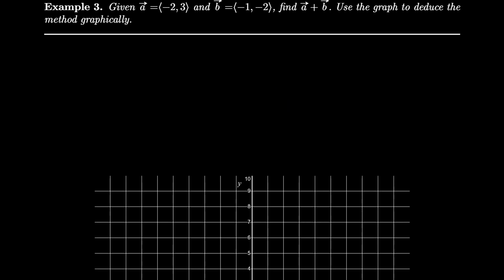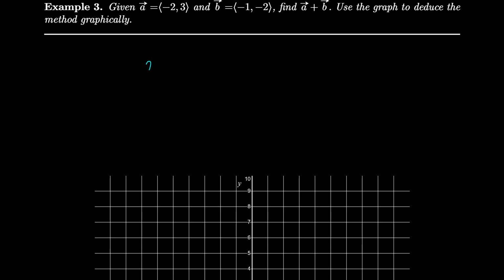So now we're given vector A is -2, 3, and B is -1, -2. We want to find A plus B and use the graph to graph it. So you all should be able to actually do this on your own very easily. And I'm just going to go ahead and write this out real quick.